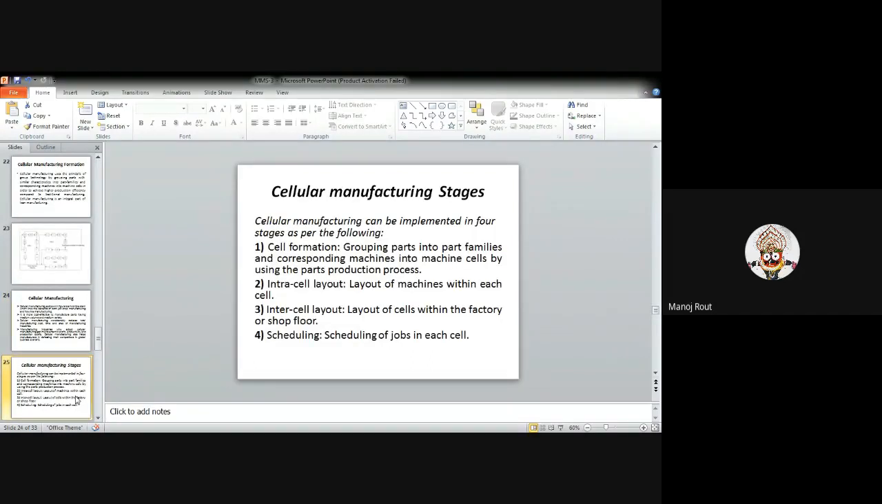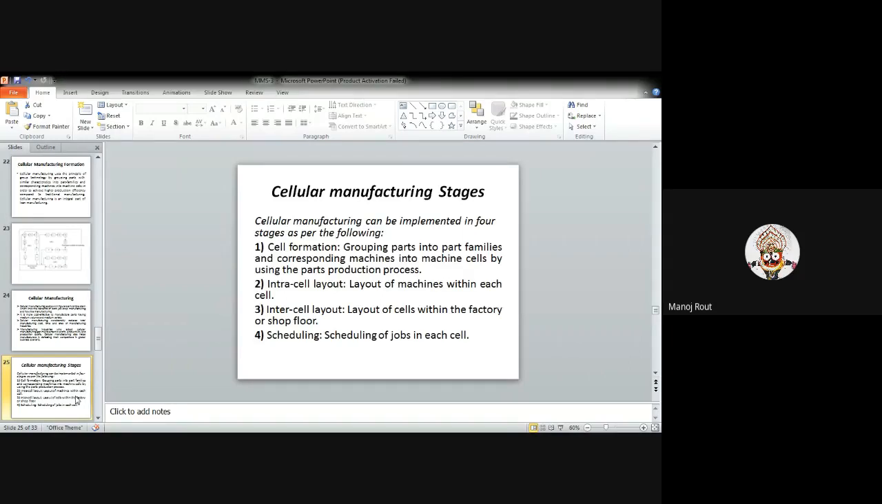So these are the different stages of cellular manufacturing. The first one is cell formation, the second one is intra-cell layout, the third one is inter-cell layout, and the last one is scheduling.